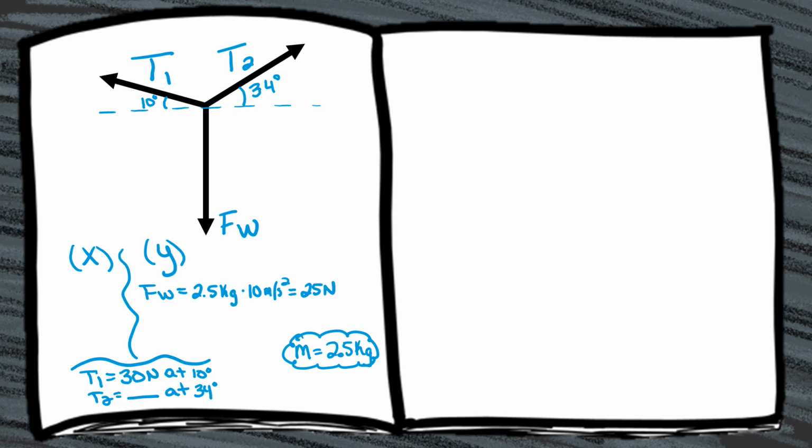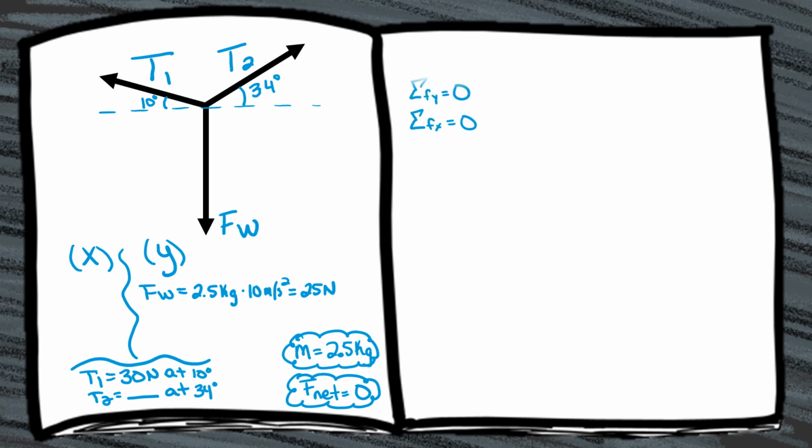Great job, Alex. The force weight of the piñata can be determined by multiplying its mass times acceleration due to gravity, which results in 25 newtons. But how does this help us determine tension force number 2? That's right, Alex. We know that the net force of the piñata is 0, since we stated that it is at rest. Therefore, the sum of the y forces should be 0, as well as the sum of the forces on the x-axis.